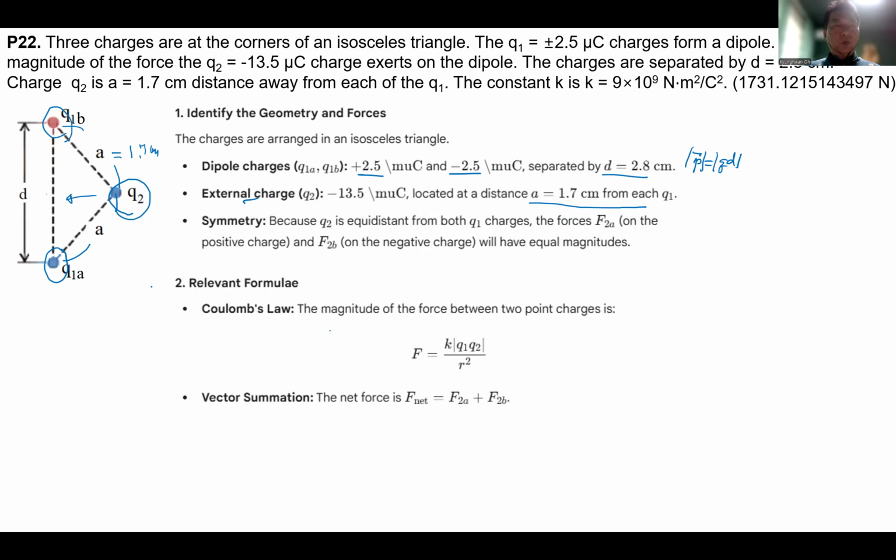And in order to find out the force, you have to go back to Coulomb's formula, and then we have to specify the relevant charges Q1 and Q2, and then the distance r squared. In this case, r is simply equal to a. Okay. And you have to do the vector sum. So the force between the charge Q2 and Q1A, and the force between the charge Q1B and the charge Q2 should be vector summed. That's the routine.